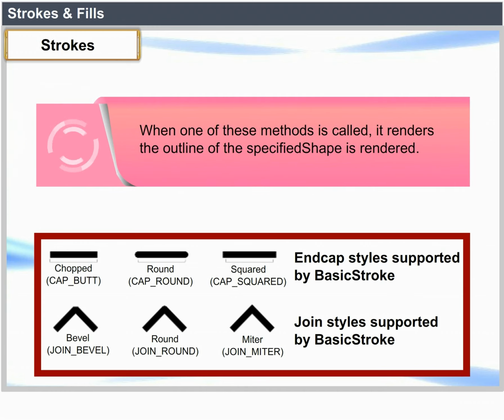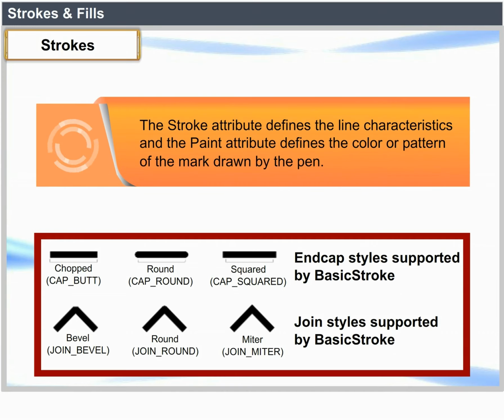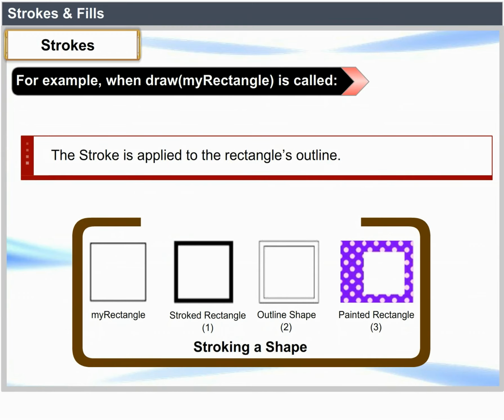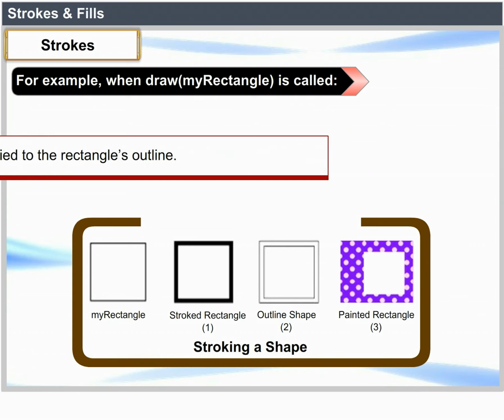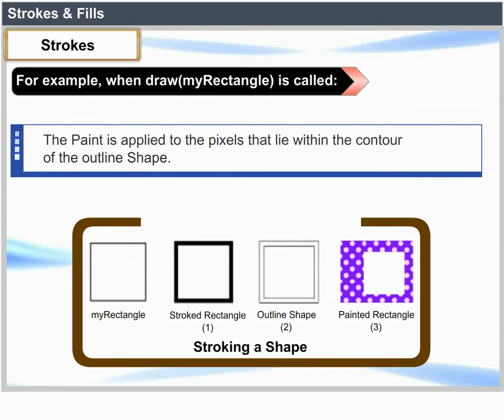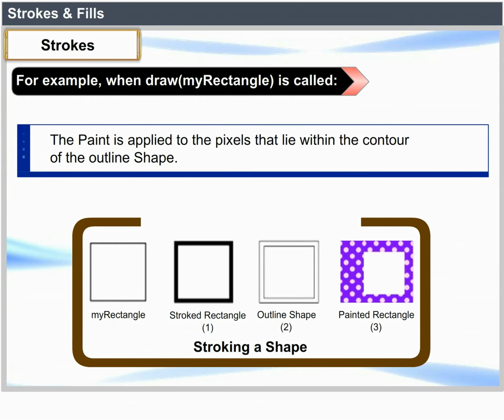When one of these methods is called, the outline of the specified shape is rendered. The stroke attribute defines the line characteristics, and the paint attribute defines the color or pattern of the mark drawn by the pen. For example, when draw is called on a rectangle, the stroke is applied to the rectangle's outline. The stroke outline is converted to a shape object. The paint is applied to the pixels that lie within the contour of the outline shape.